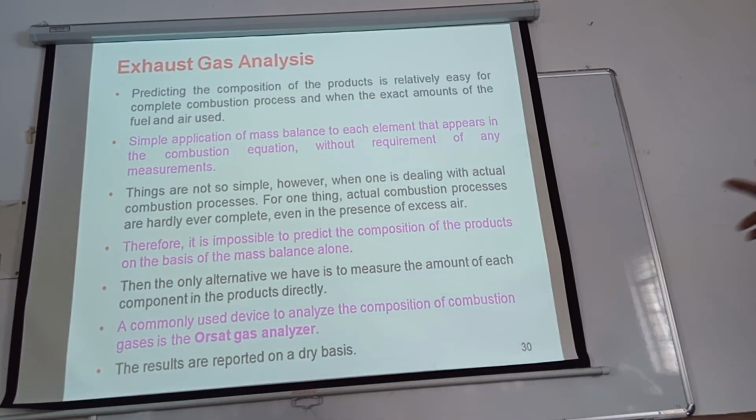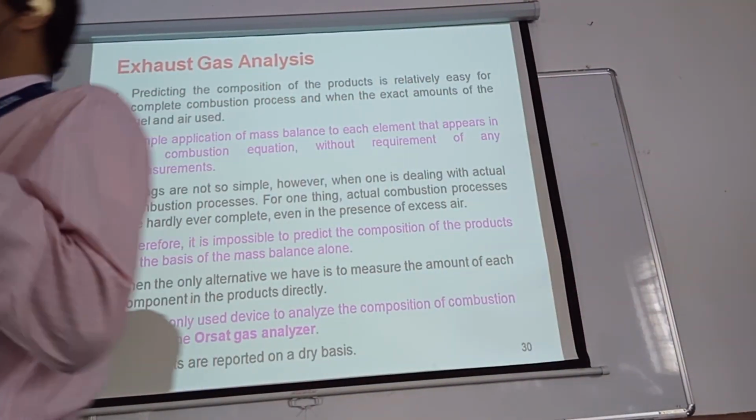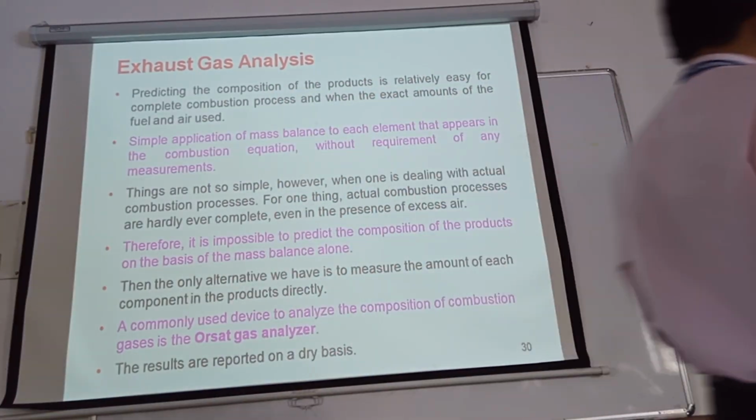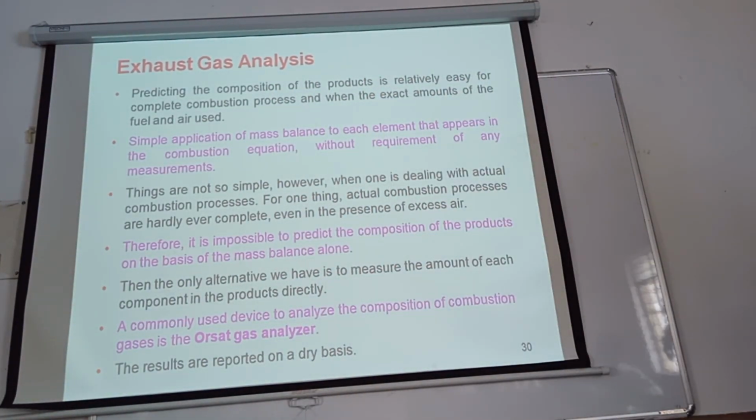Next is exhaust gas analysis. So far what we have done is combustion analysis, that is forward combustion analysis. That means knowing the fuel, we burn it with some amount of air and then we get the products. So whatever happens, we analyze. So this is the forward way, right? Predicting the composition of the product is relatively easy when we know the fuel. That's why, knowing it, prediction is easy. Prediction means what can happen.